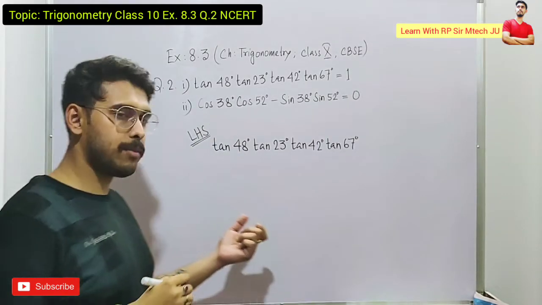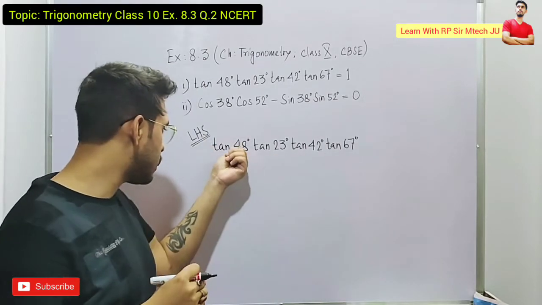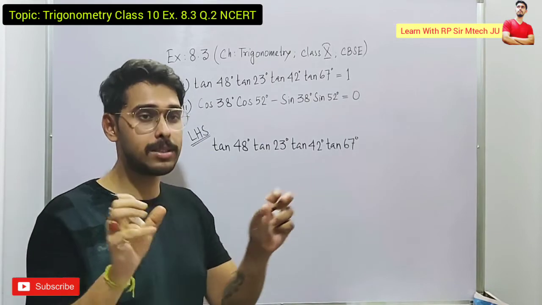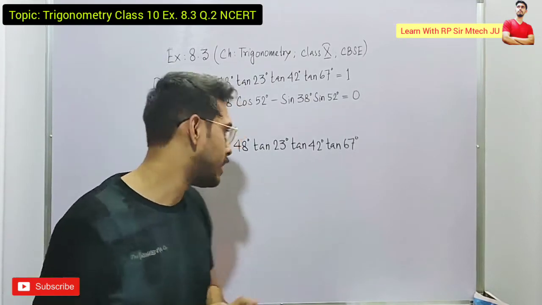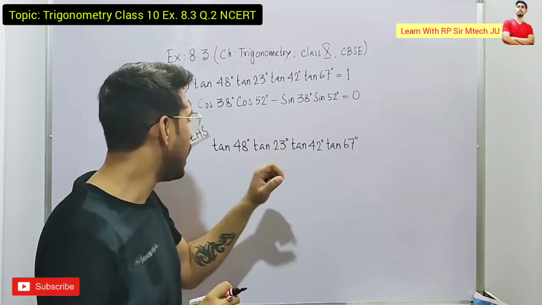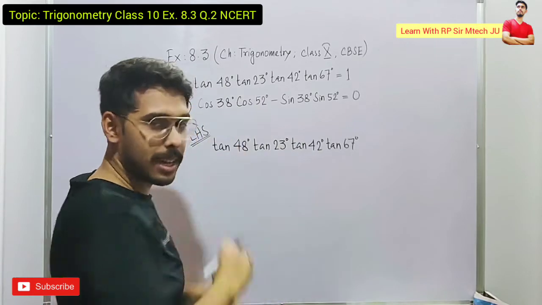So now what I have told, you have to engage those angles, those degrees which are complementary, which are two angles that give you a sum total of 90. So as we know, 48 and 42 gives us 90, and 23 and 67 gives us 90. So let us now rearrange this one.